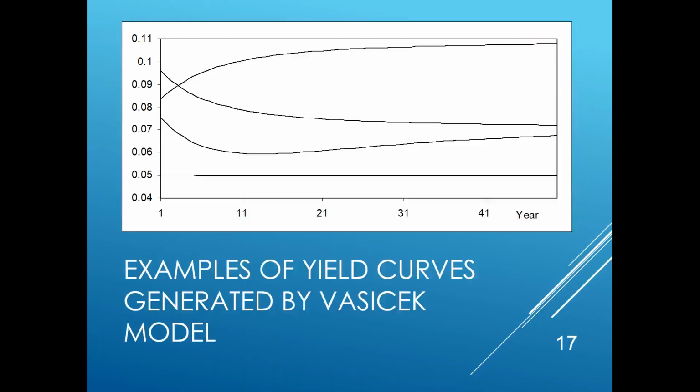So these would be examples of yield curves that are generated by the Vasicek model. You see here, it's increasing and then it's going to have an asymptote. It's decreasing and an asymptote, and here you see it has 1 hump. So here is the lowest point, and then it starts increasing, and it's also going to have an asymptote. And then the last one is this one that is flat.